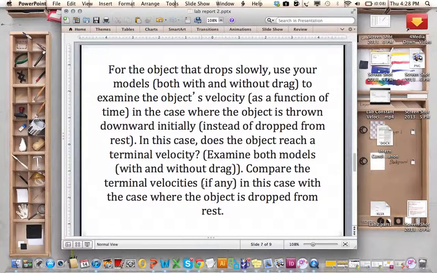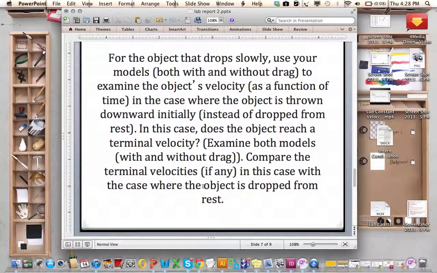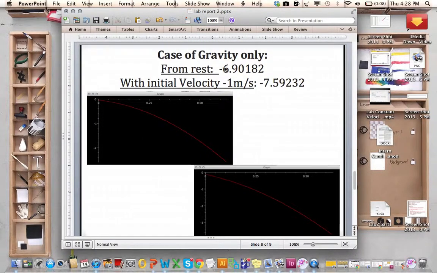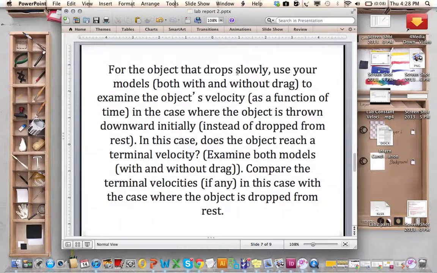And for our second question, for the object that drops slowly, use your models to examine the object's velocity in the case where the object is thrown downward initially. In this case, does the object reach a terminal velocity? Compare the terminal velocities, in this case, with the case where the object is dropped from rest. So in the case of gravity only, from rest, the terminal velocity was negative 6.9.